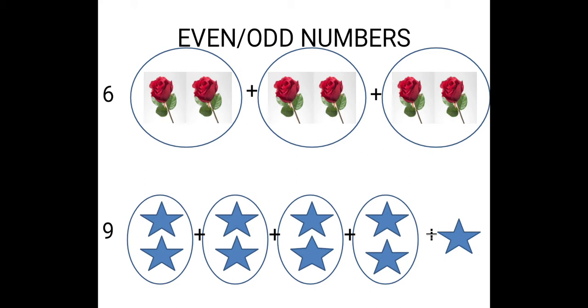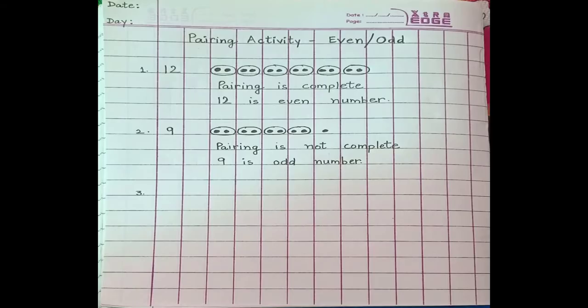Now we have to do this pairing activity in the copy. So you will write down the date, write down the day, and you will write down the heading, that is pairing activity for even and odd numbers. So see, first I have taken the number 12. I have drawn 12 dots, you can see, and I have done the pairing. Pairing means putting two dots in one circle, that is called pairing. So you can see in number 12 all the pairing is complete. So 12 is an even number.